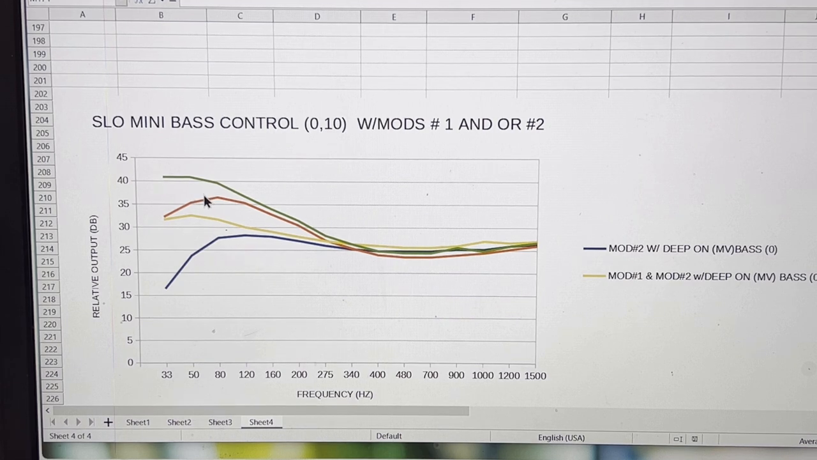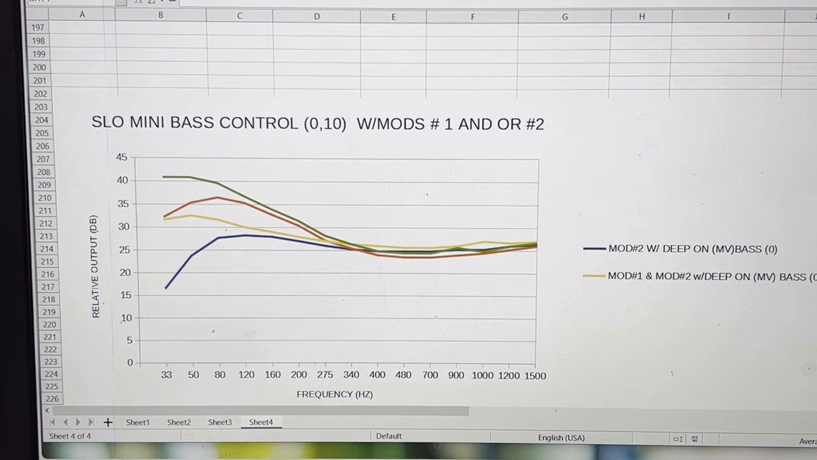Now when you put mod number 1 and mod number 2 in, you get this yellow line here with the bass at 0. That's as low as it will go. But when bass is turned all the way up to 10, you get this green line. And notice that you get over 40 dB of gain. And remember, that was with respect to an unmodded SLO Mini.